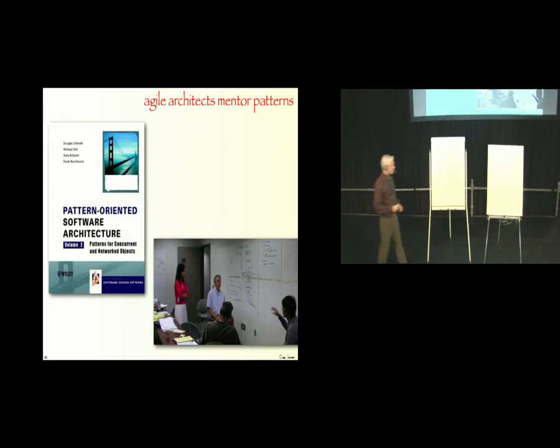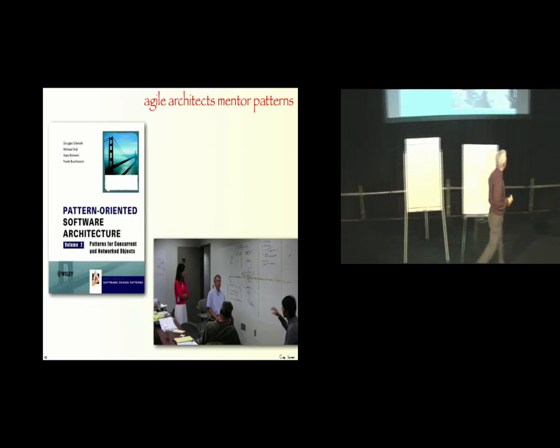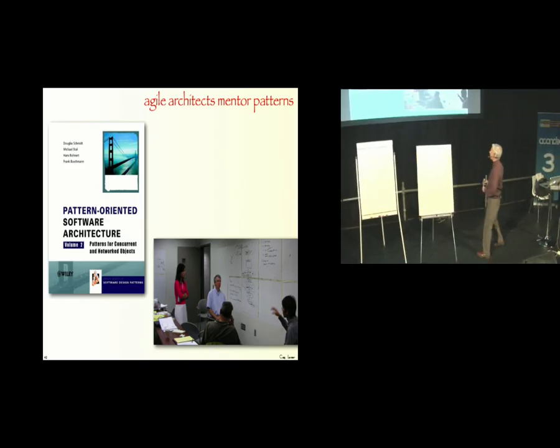And agile architects understand and can mentor people in the use of patterns, design patterns, architectural patterns, and so forth. And good agile architects also understand the disease that I call patternitis. Can anyone guess what patternitis is? It's a terrible illness in software development.